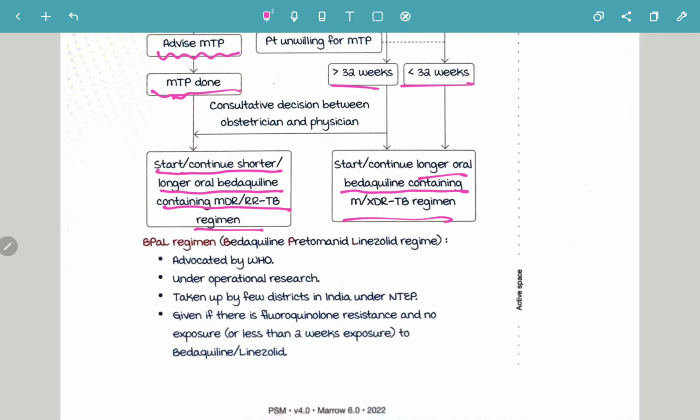What is the BPAL regimen? BPAL regimen means bedaquiline, pretomanid, linezolid regimen. So B for bedaquiline, PA for pretomanid, L for linezolid. This BPAL regimen was advocated by WHO under operational research and taken up by a few districts in India under NTEP. It was given if there is fluoroquinolone resistance, or no exposure or less than 2 weeks exposure to bedaquiline or linezolid.